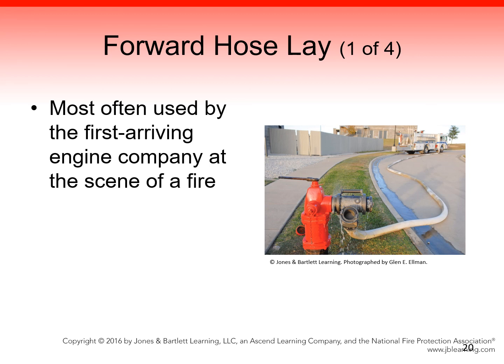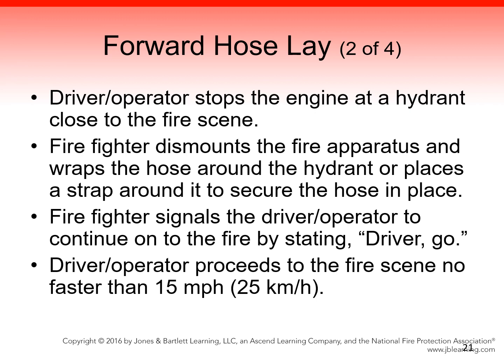Forward hose lay. The forward hose lay is most often used by the first arriving engine company at the scene of a fire. While en route to the fire scene, the driver-operator stops the engine at the hydrant close to the fire scene. A firefighter dismounts the fire apparatus and either wraps the hose around the hydrant or places a strap around it to secure the hose in place. The firefighter signals to the driver-operator to continue on to the fire by stating "Driver, go." The driver-operator proceeds to the fire scene no faster than 15 miles per hour, 25 kilometers per hour.